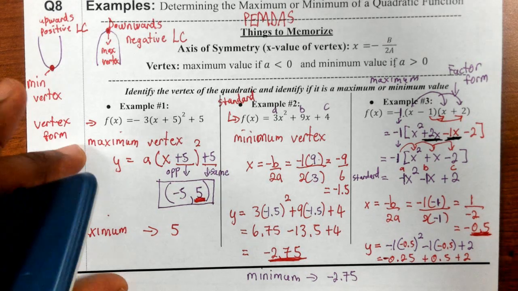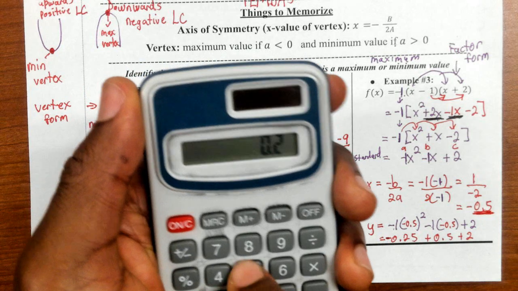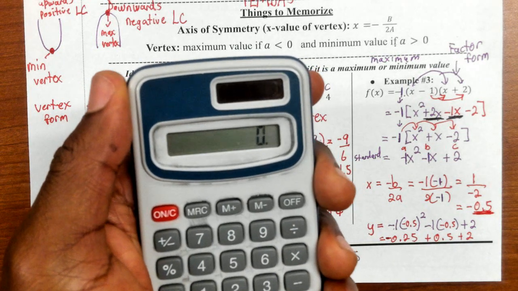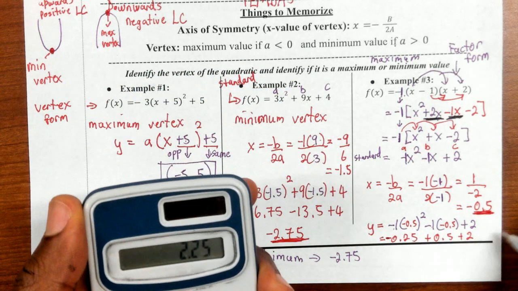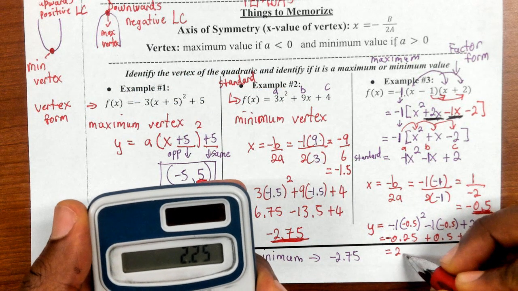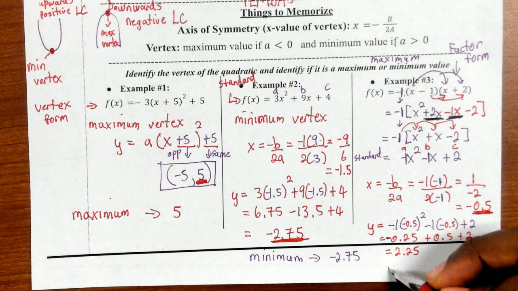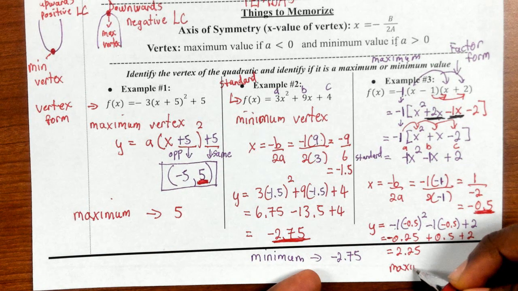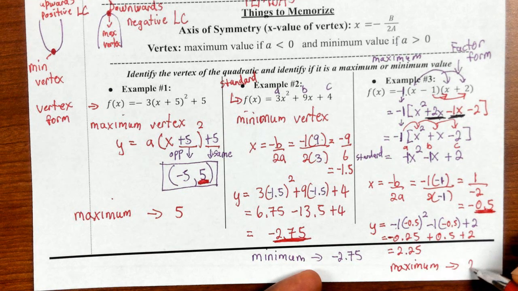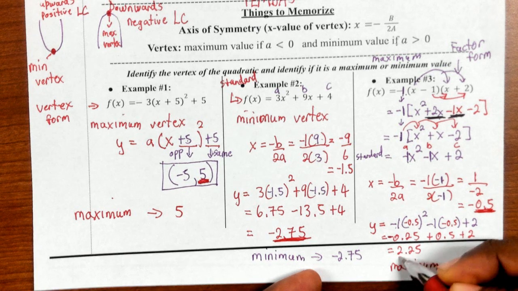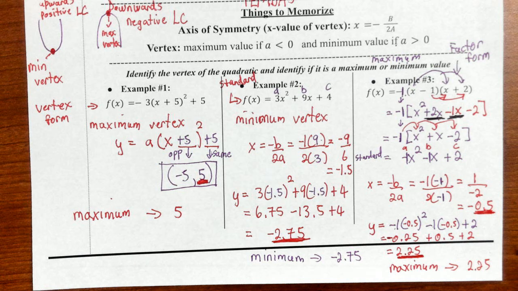So now I'm going to calculate. I'm going to do negative 0.25 plus 0.5 plus 2. And I will get 2.25. So that means my maximum would be represented by that 2.25, which is this number right here. So again, guys, just like that.